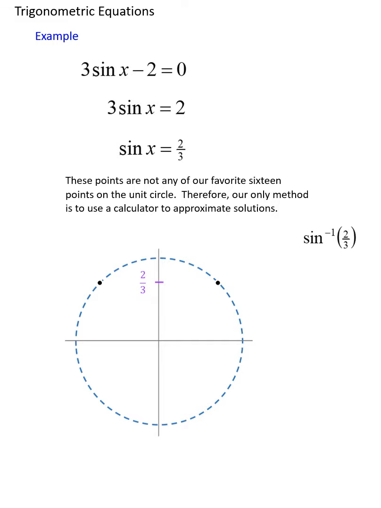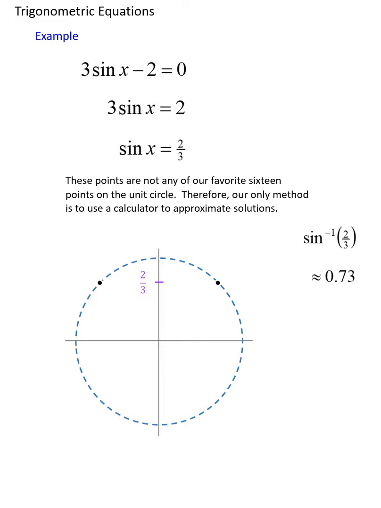So take the inverse sine of 2/3 on a calculator. The calculator will tell you that it's about 0.73. Let me just remind you, in case you haven't seen this in a while, the inverse sine means that arc length between -pi/2 and pi/2 whose y-coordinate of the terminal point is 2/3. And this is only finding us the answer in quadrant 1.